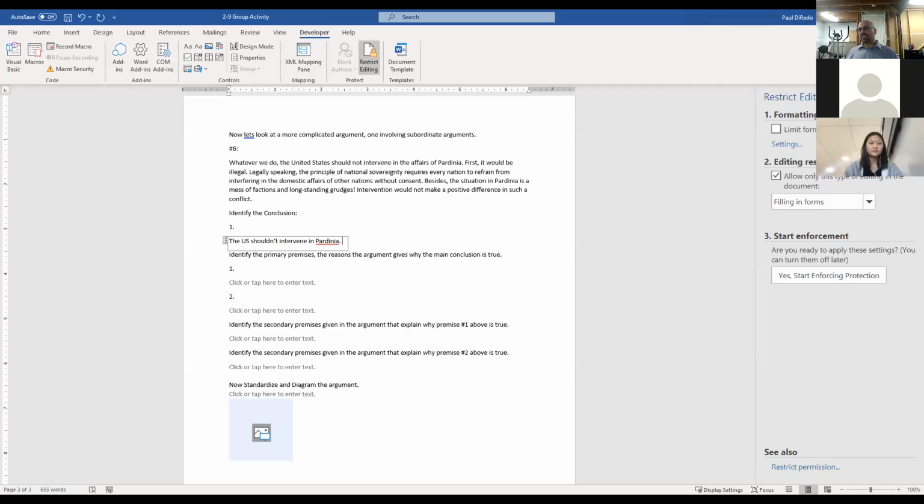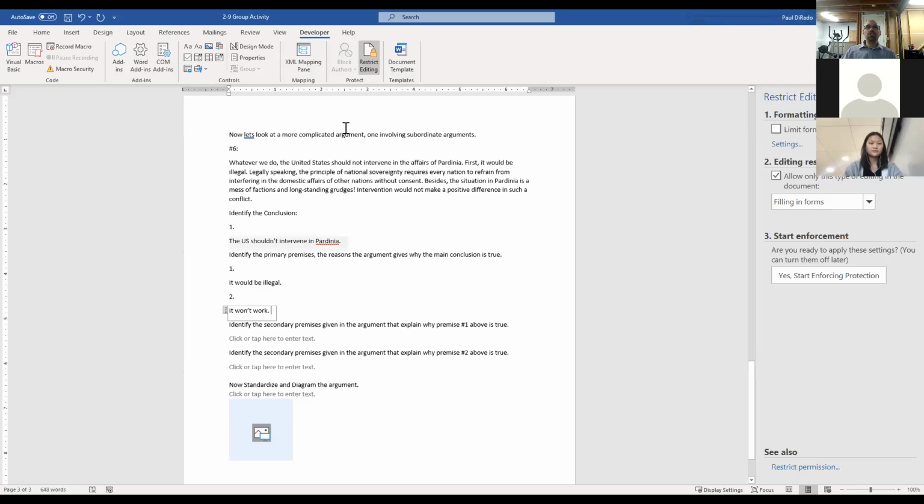That pretty clearly seems to be what the argument wants me to believe. Okay, why? Don't worry about the specifics, right? Don't look at the specific sentences even yet. Just why should the U.S. not intervene? Well, one reason seems to be that it would be illegal. What's the other reason? It's not going to work.